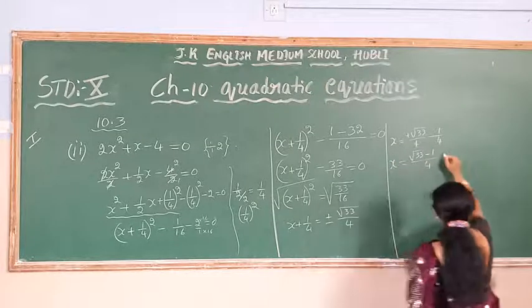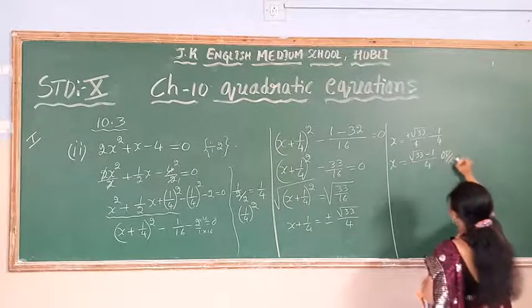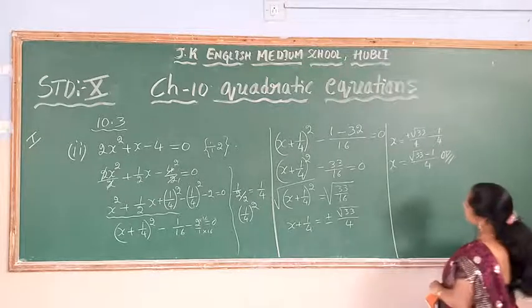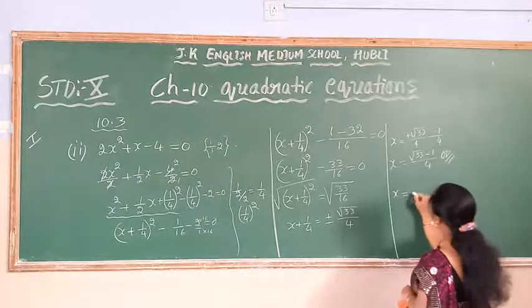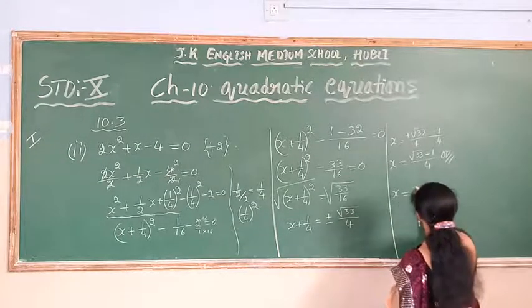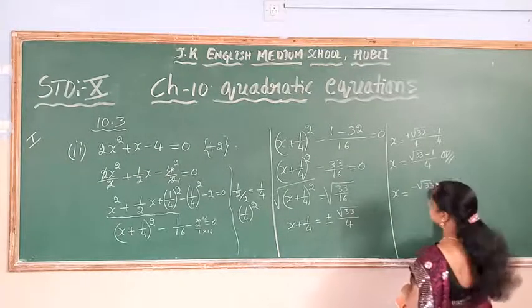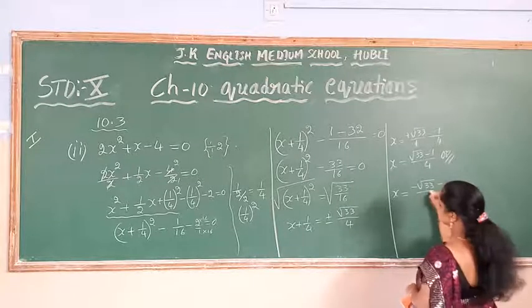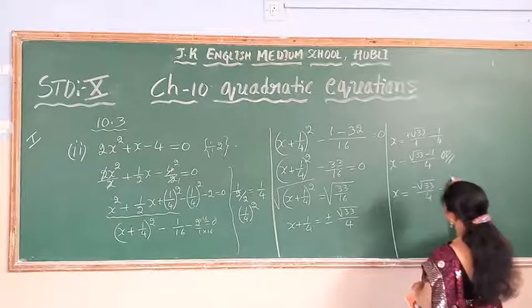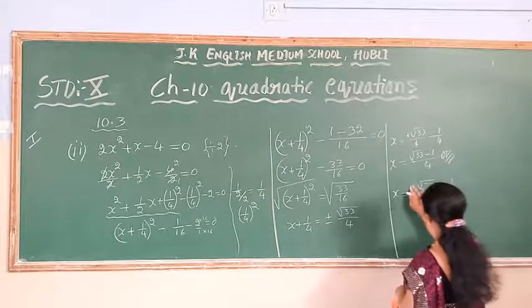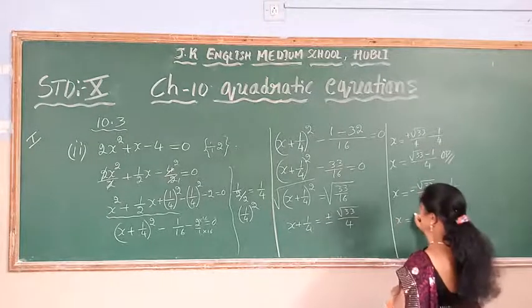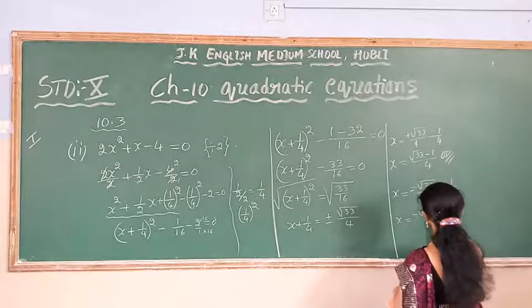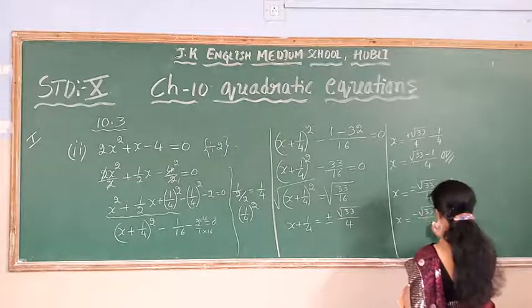That is one root. Another value is there, children. That is x is equal to, another time, you have to use the minus sign: minus root 33 by 4 minus 1 by 4. Then it becomes x is equal to minus root 33 minus 1 divided by 4.